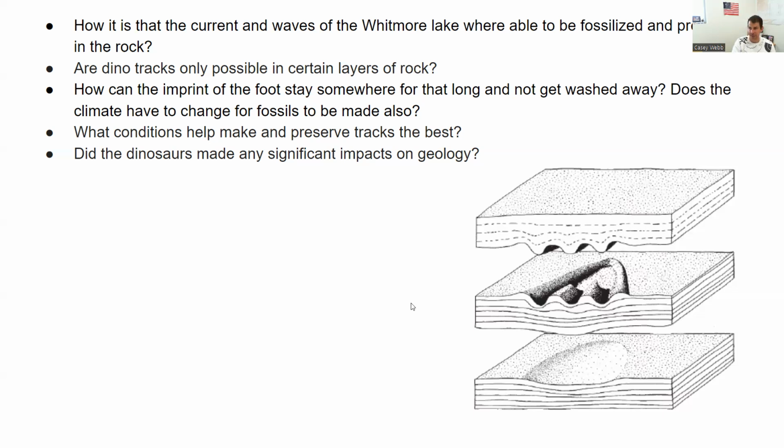So going back to these questions, how are these features preserved? Ripples, tracks. The basic idea here is if the energy of this system is low enough, it will deposit material. Okay. Higher energy will remove material, lower energy will deposit material. So it was staying at an energy level where these features weren't actively eroding away. Instead, they were being added onto by additional deposition.